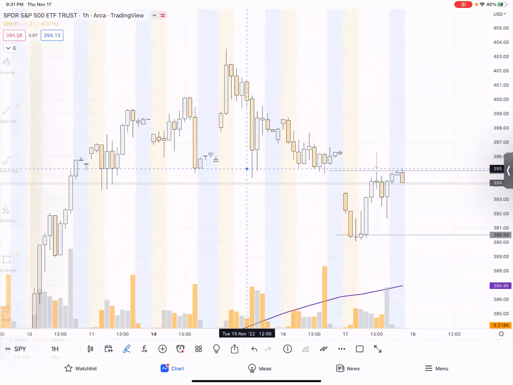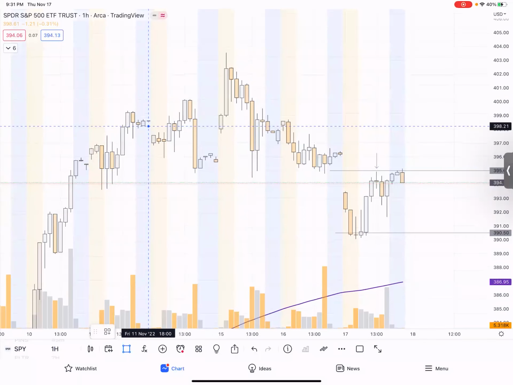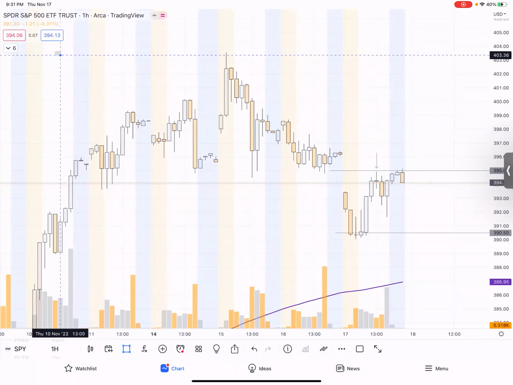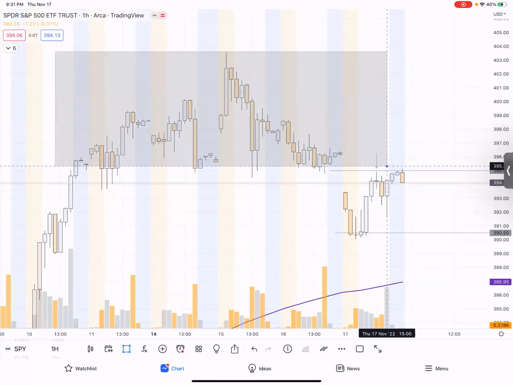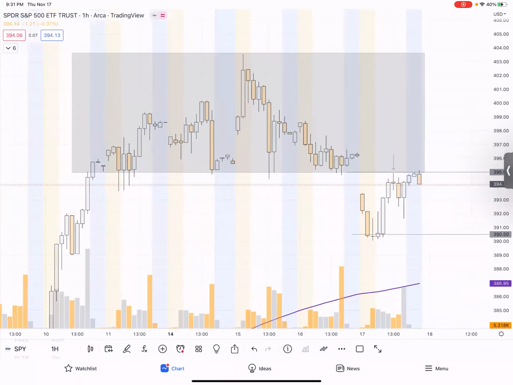So intraday, I noticed that price was trading within this range all week, not all day, pardon me. Up and down, up and down, up and down. And then finally, boom, we got a break in structure towards the downside. That's a Marubozu.